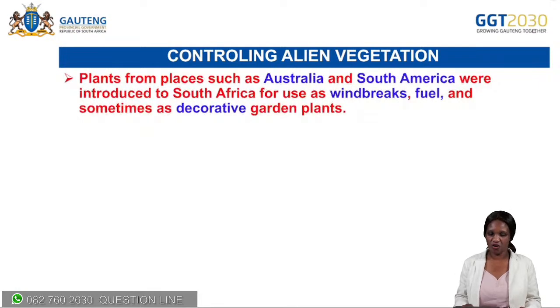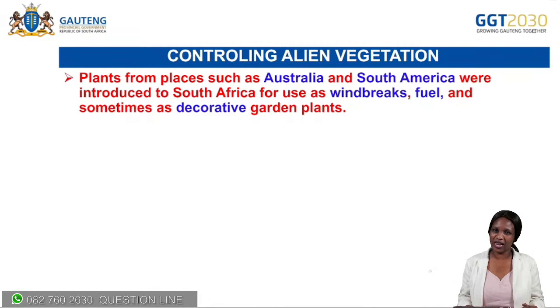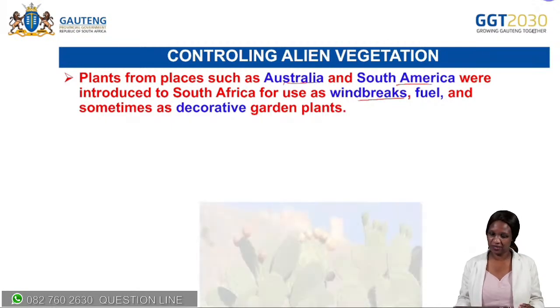All right, let's look at controlling alien vegetation, because we need to control it, because if we don't control it, it will invade our indigenous plants and it won't be good. All right, plants from places such as Australia and South America were introduced to South Africa for use as windbreaks, fuel, and sometimes as decorative garden plants. Okay, we bring these alien species for different reasons. We bring them for different purposes.